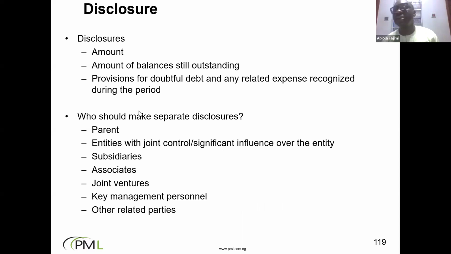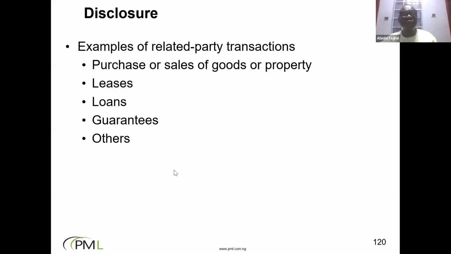For related parties, we need to state the amount of transactions we have with them, state the outstanding balance, and state any provision for doubtful debt that has been made in that regard. That has to be disclosed in the financial statements. Who should make separate disclosure? Every parent of a group should make separate disclosure. Entities with joint control need to make disclosure. Subsidiaries, associates, joint ventures, key management personnel, and other related parties all need to make disclosure.